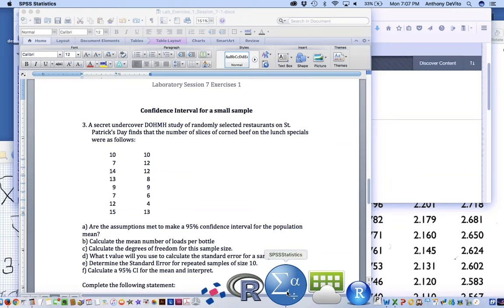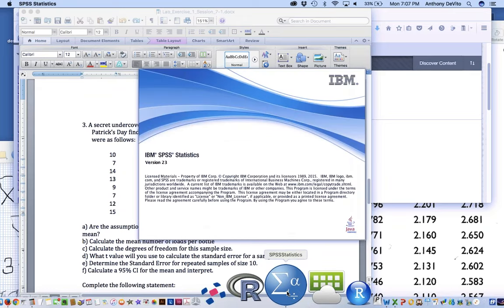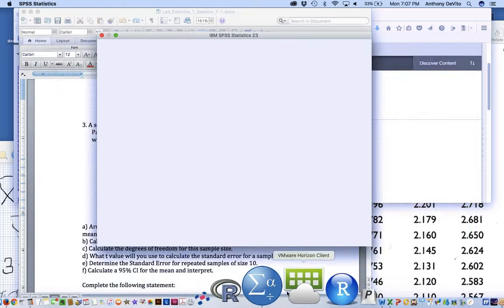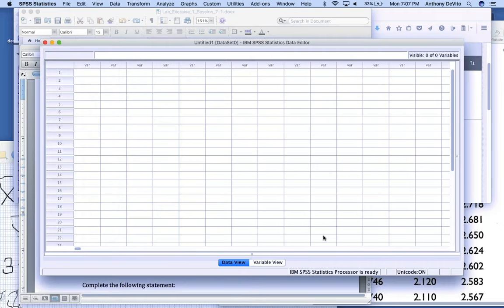How are you guys doing online? Okay. You guys got SPSS on those computers? Okay. Do you want me to slow down while you copy those numbers in? If you're interested in it, do it with me. I'll read them to you.